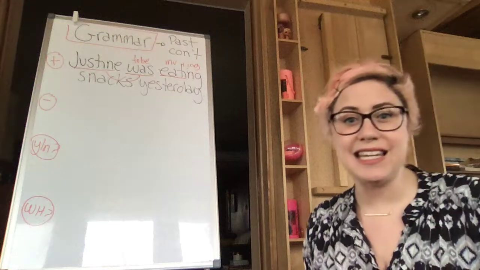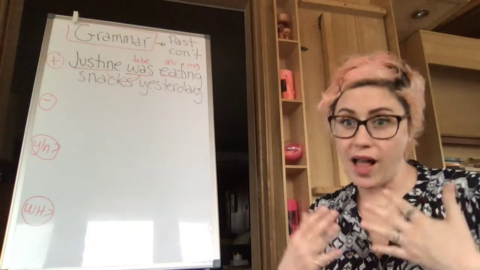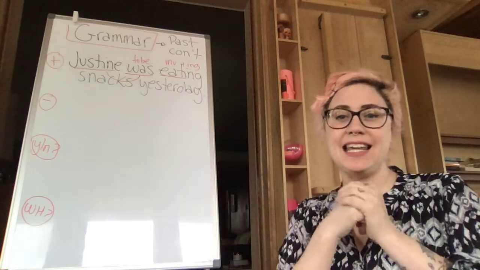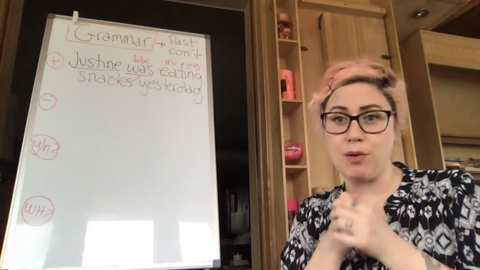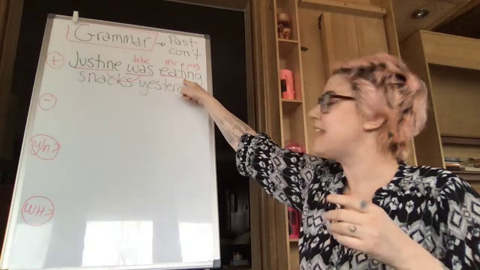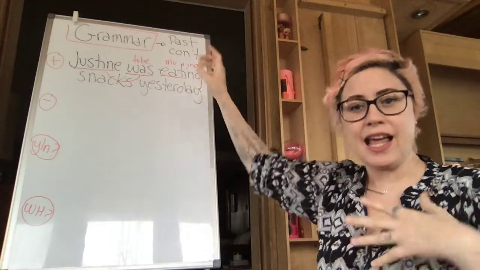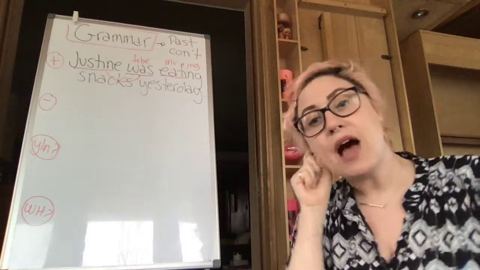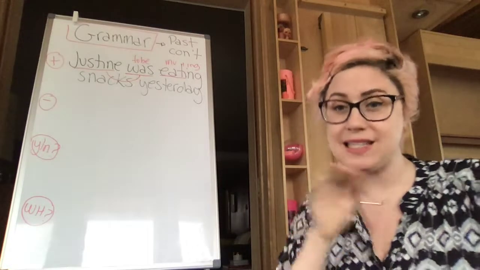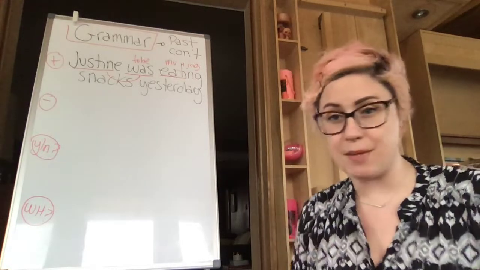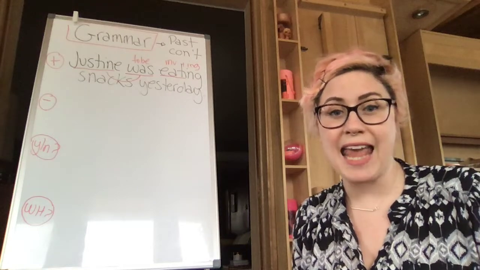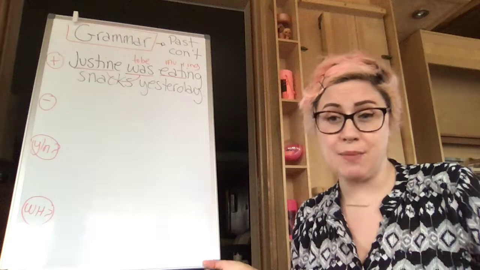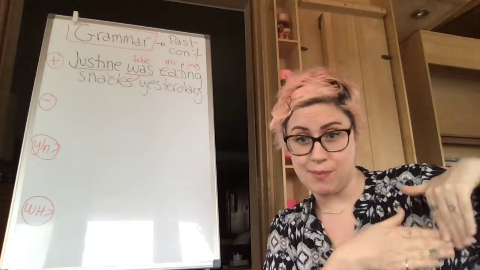So Justine is our subject. Was is the verb to be in the past, and eating is our main verb. Our main verb is eat, and then the ing is what tells us it is a long action. Now, it is very possible to use this same sentence in the simple past. Justine ate snacks yesterday. That's also true. It's an action that is finished in the past.